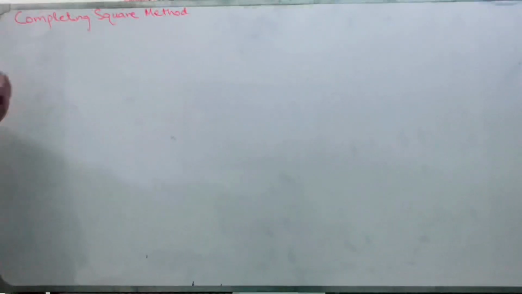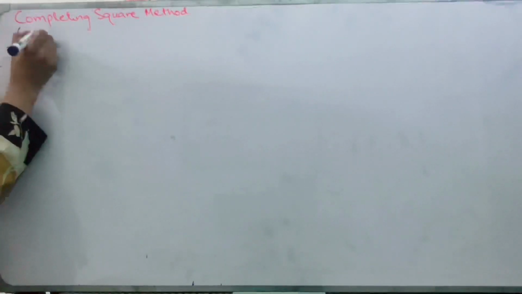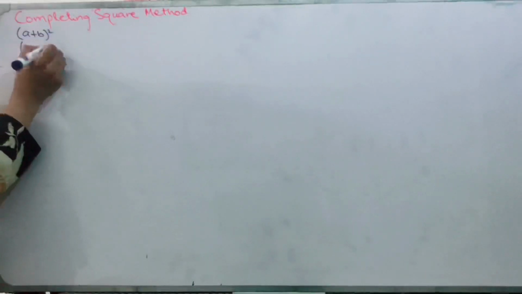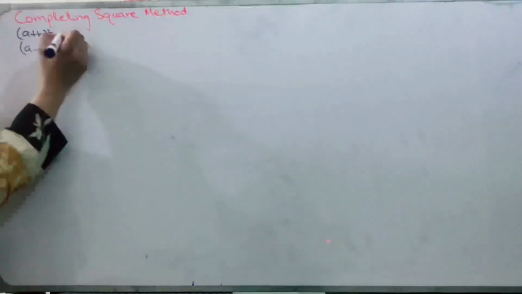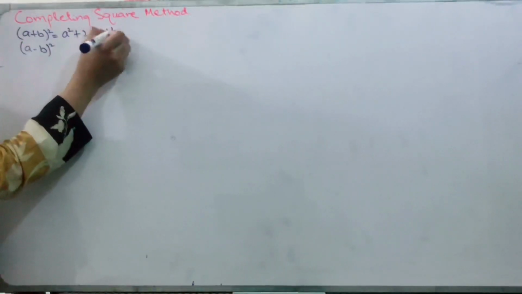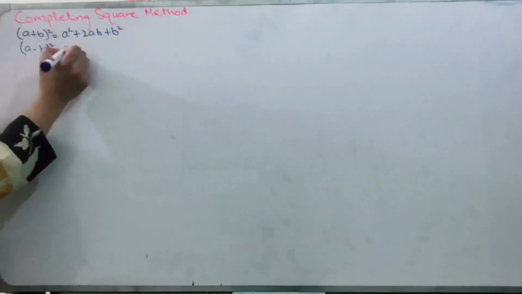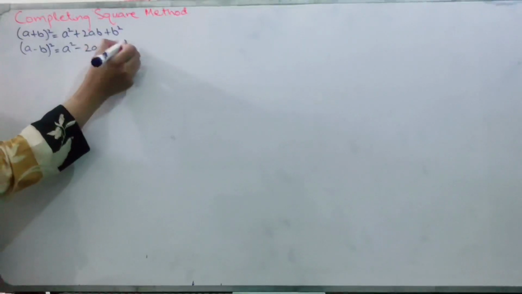For the completing square method, you should know two formulas, (a plus b) whole square and (a minus b) whole square. (a plus b) whole square is a square plus 2ab plus b square, and (a minus b) whole square is a square minus 2ab plus b square.